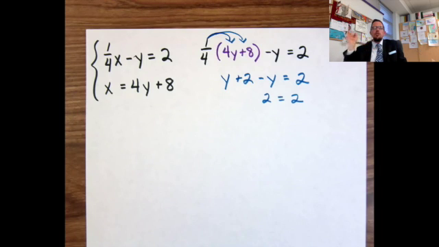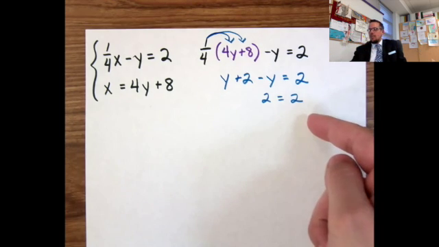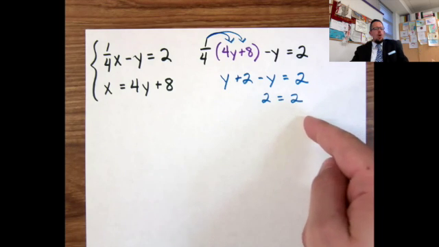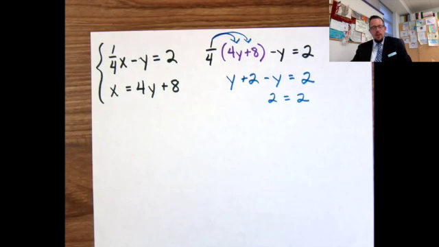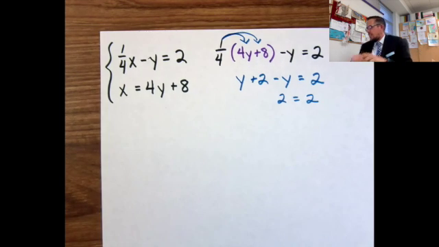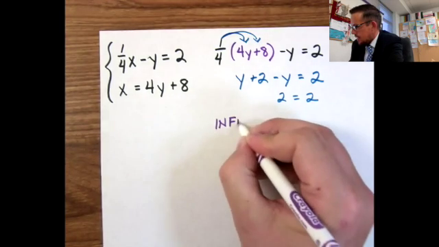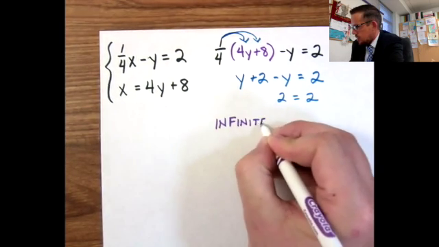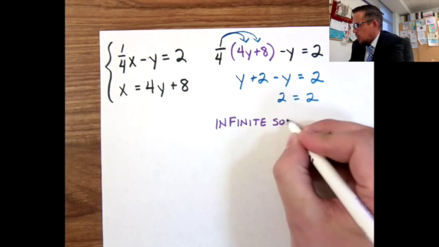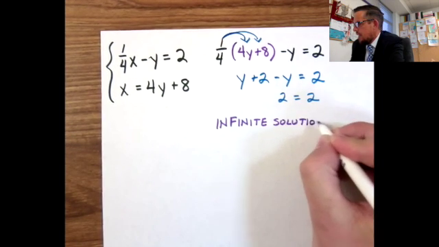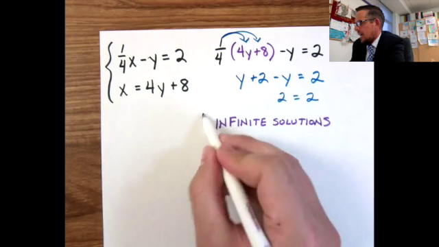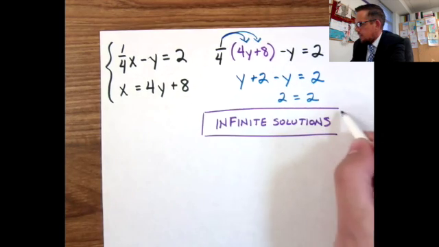Well, when the variables dropped out, did we end up with a statement that was true or false? We ended up with 2 equals 2. Is that true? True. If the statement is true, that means infinite solutions. That's what it looks like when you have infinite solutions. Remember, infinite solutions is when it's the same line, one right on top of the other.